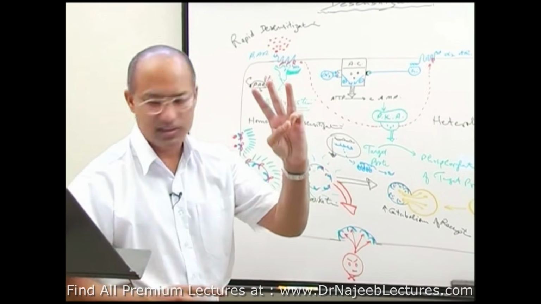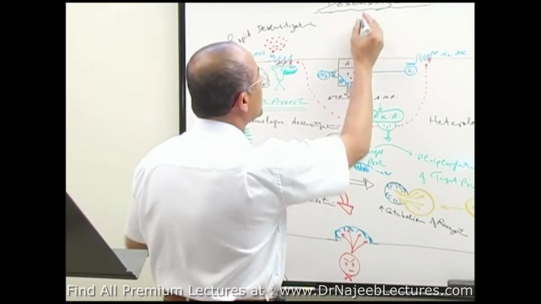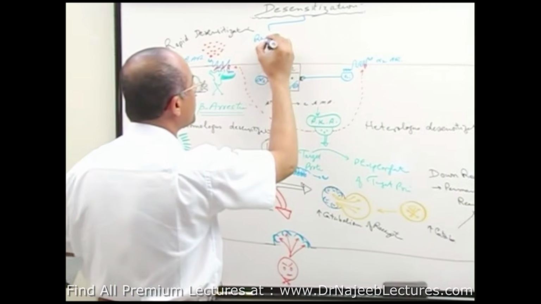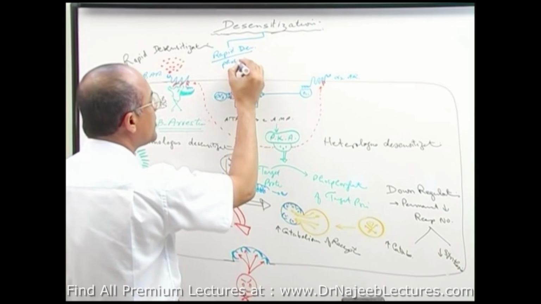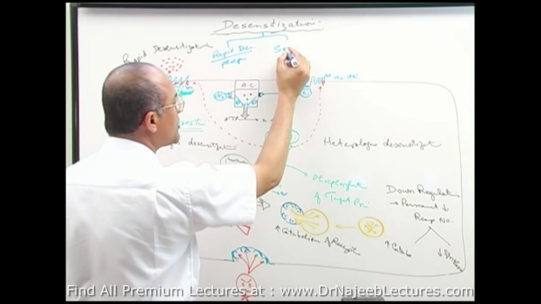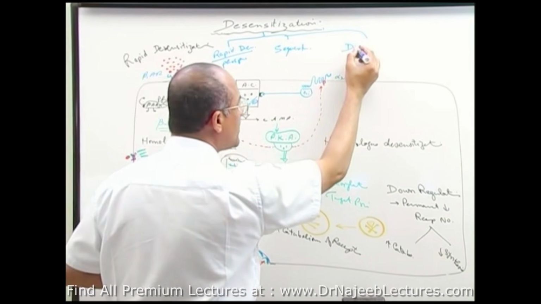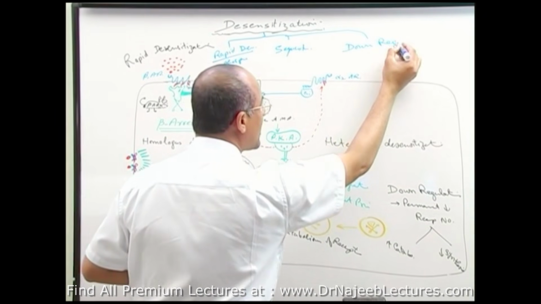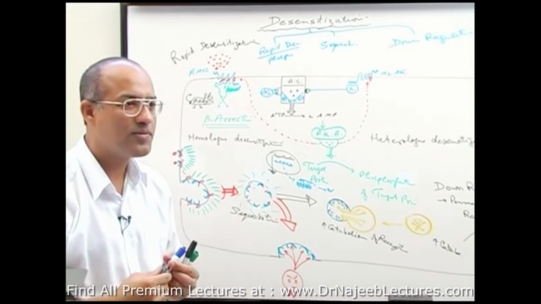So there are three types of desensitization, right? Rapid desensitization by phosphorylation, right? Then there is transient disappearance of receptors, sequestration, and permanently receptors are reduced, yes, down regulation. Am I clear? For sure.